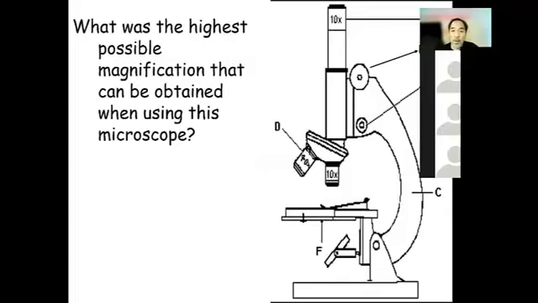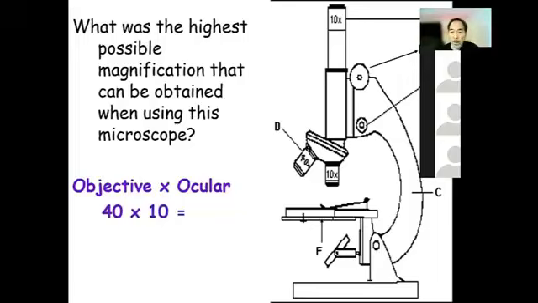The possible highest magnification is going to be objective times ocular, and the answer is going to be the letter D, 40x for the objective, but we're going to use the ocular 10x and 40x, so the total magnification, the highest is 400x. So that's the highest magnification from the microscope.